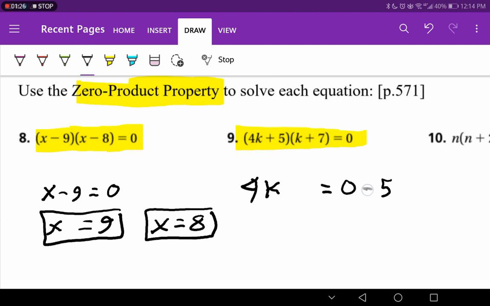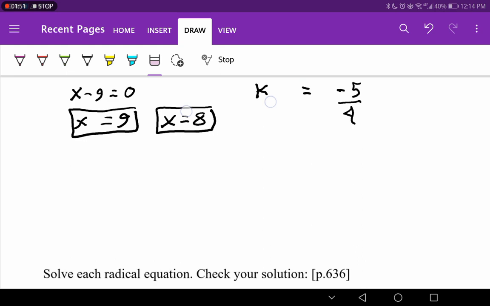Okay, so like this. What about the 0, Mr. Souhib? You can remove it. So 4k equals negative 5. Now we know that 4k is the same as 4 times k. The opposite of 4 times k is dividing by 4. Dividing by 4. So k equals negative 5 over 4. Good. Let us go to another topic.